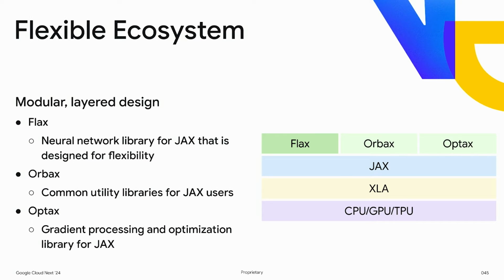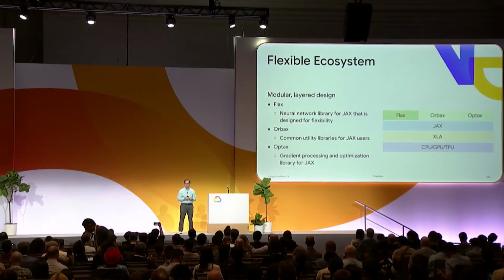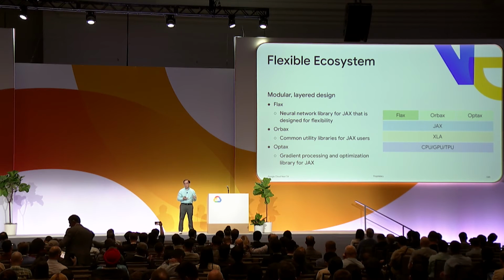So, coming back to the stack, Flax is the neural network library that layers on top of JAX. It's for neural network work anyway. There's lots of other kinds. This is probably the most used library. There's others out there though, like Haiku. Orbax is a set of utilities that includes things like checkpointing and exporting, and Optax is gradient processing and optimizers.